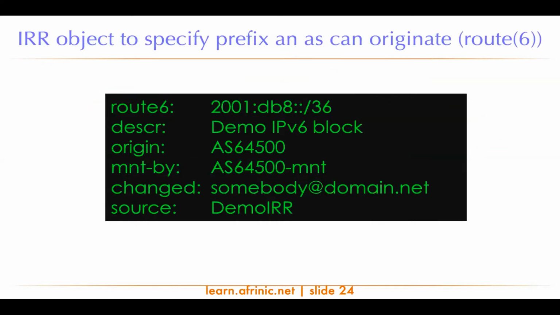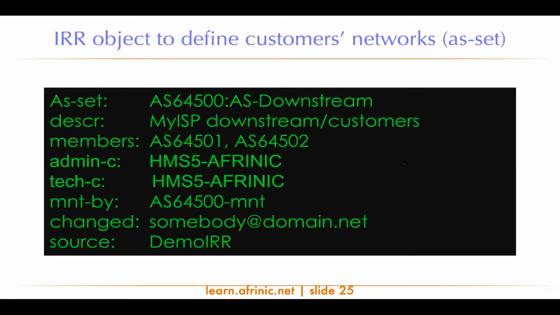And then the next object is the AS-SET. So the AS-SET is how you represent your customers. For ISPs having customers whose prefixes they have to propagate, they need to create an AS-SET to specify what are the members of their network. And for example, this is an AS-SET for my ISP according to the diagram we just saw previously. So the members here are AS64501 and AS64502. And this also is a secured object.